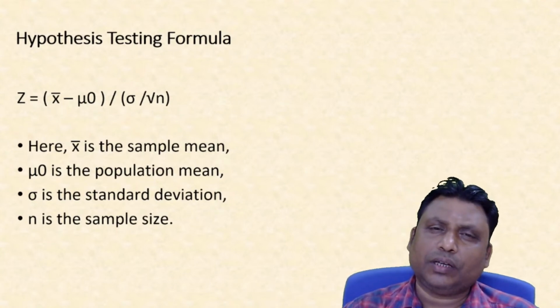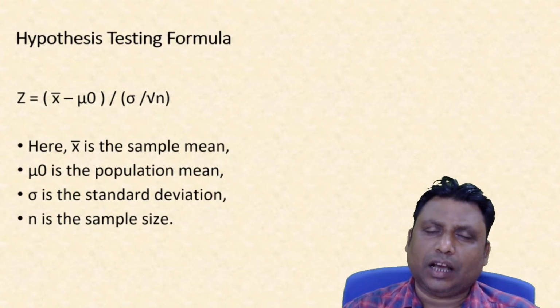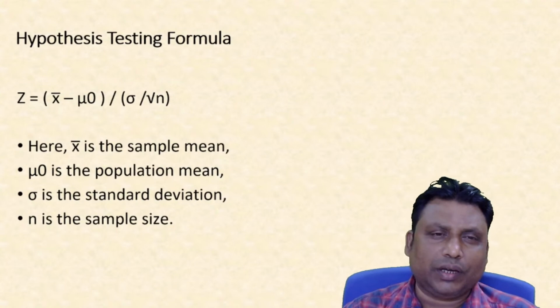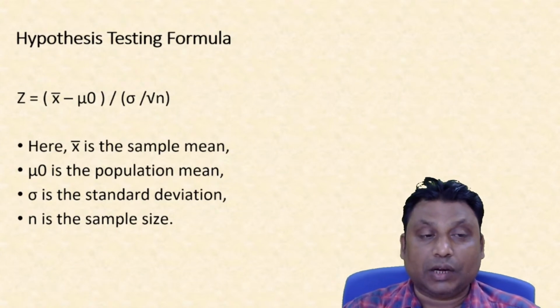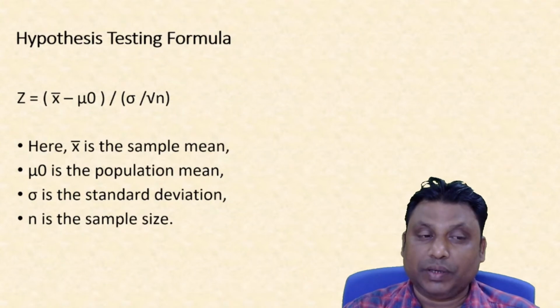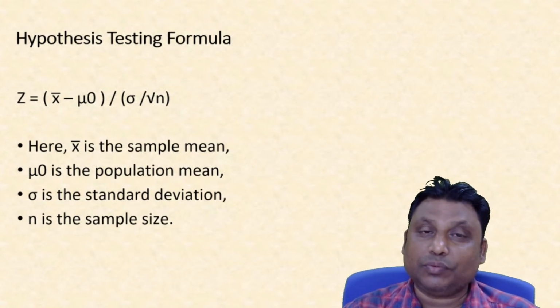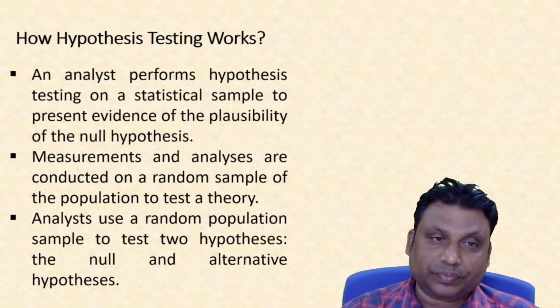Either you can go for the t test or the z test, either the small sample test or the large sample test. These two formulas are generally used here. The required values are x bar, the sample mean, mu or mu zero, the population mean, sigma, the standard deviation, and n, the sample size. Use this formula and find out the values.